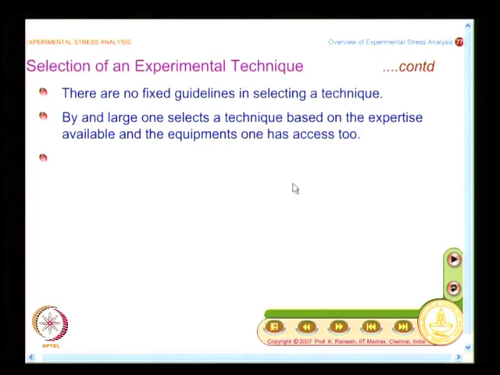And as I mentioned earlier, there are no fixed guidelines in selecting an experimental technique, and by and large what will you do? You will select a technique based on the expertise available and the equipment one has access to. So, this also indirectly dictates: you may have several techniques that are suitable for a given problem at hand, but you would definitely choose those techniques that you have access to, and also you have personnel trained in employing those techniques.